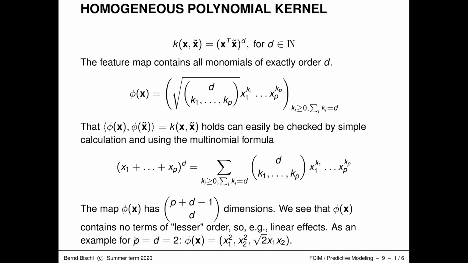So here's an example for two features and for a degree of 2, and you can see what the explicit feature map looks like. You can see there's no effect in there with only x1 or only x2. So all of these here have exactly order 2.